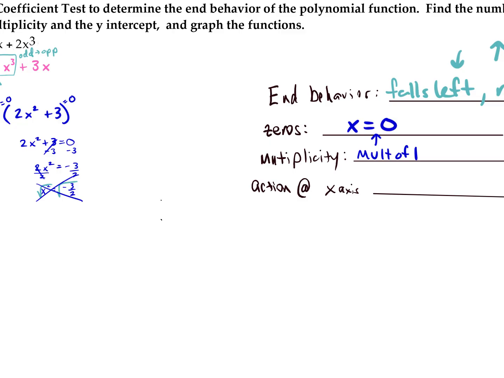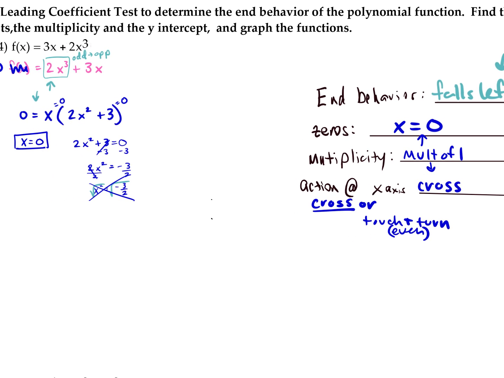And when we have a multiplicity of 1, what's our action at the x-axis? It crosses. Awesome. It's either going to cross or touch and turn, or bounce if you want to call it. When it's odd, it crosses. When it's even, it touches and turns. But here, since our multiplicity is odd, we cross at the x-axis.